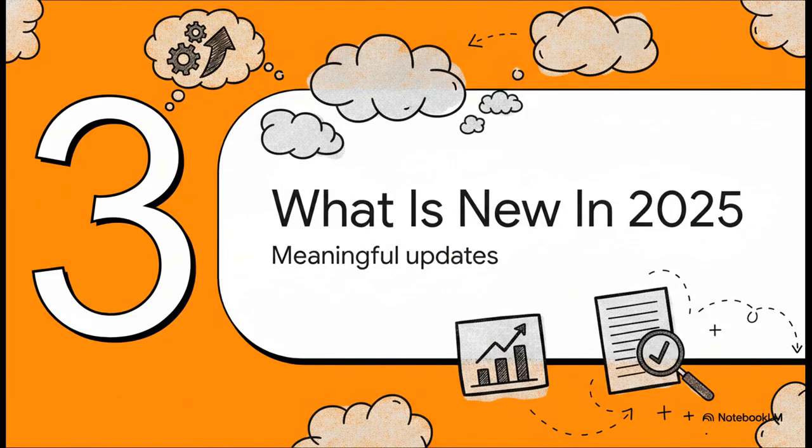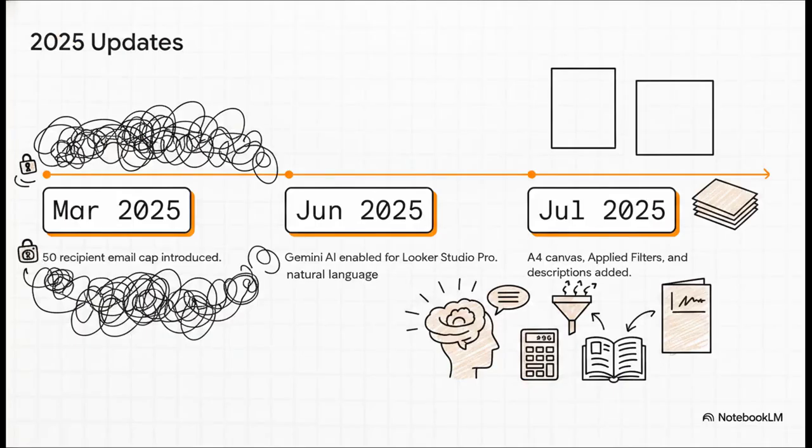All right, let's look at some good news. Section 3, what is new in 2025? So let's trace this timeline. 2025 started a bit bumpy in March with that restrictive 50 recipient email cap, but things got much better. On June 3rd, Gemini AI was enabled for pro users, which means you literally get a natural language formula assistant right inside the dashboard.